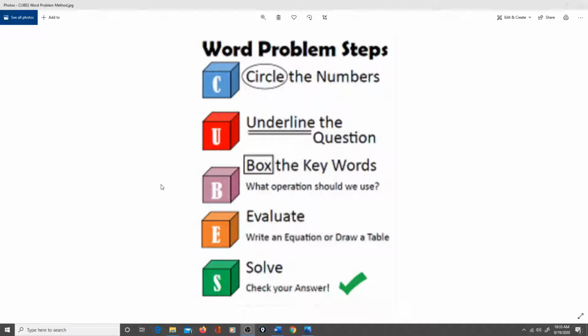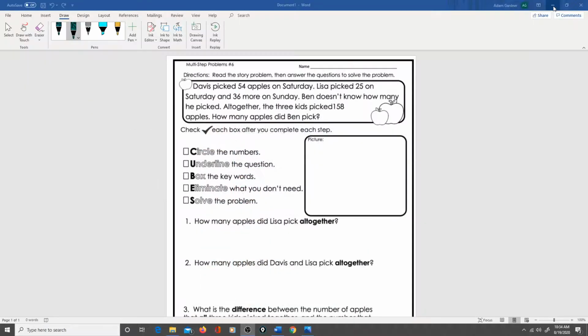I'm going to be referring to CUBES all year as we do word problems, and I will ask you, did you CUBE that problem? Things like that when you're working on word problems. So it is important that we just get comfortable with using this strategy whenever we're doing word problems. I'm just going to show you a quick example through a very simple word problem on how to use this strategy. So we can see here we have this word problem.